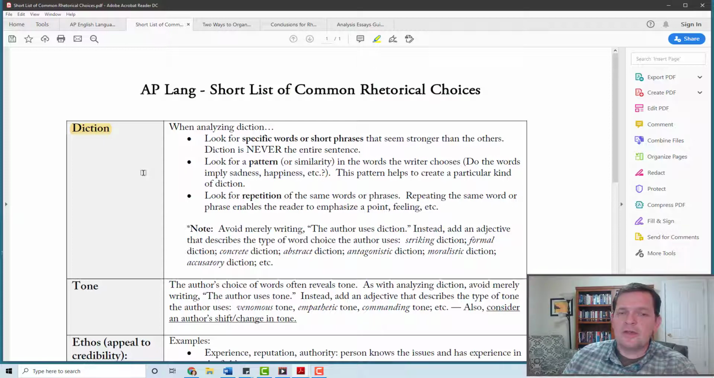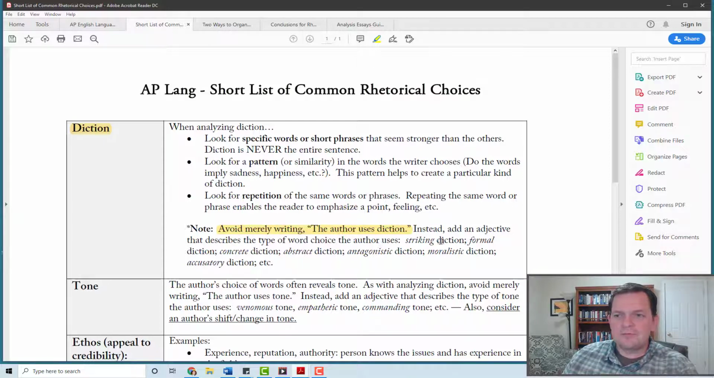Diction is the words. And then the other thing you want to be very, very careful about is to never say the phrase, the author uses diction. Of course they use diction. They're writing. Nobody has ever written a thing in the history of the world without using diction. Even hieroglyphics uses diction. So don't say that. It does not sound intelligent. Do not say the author uses diction.